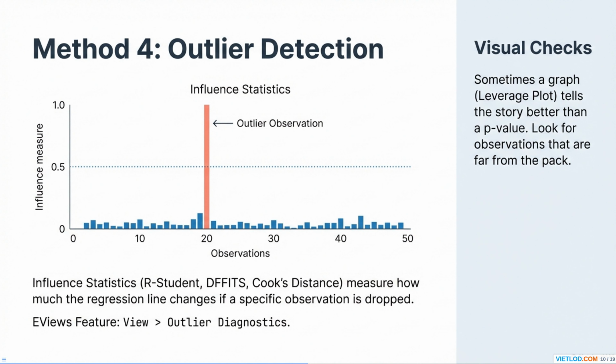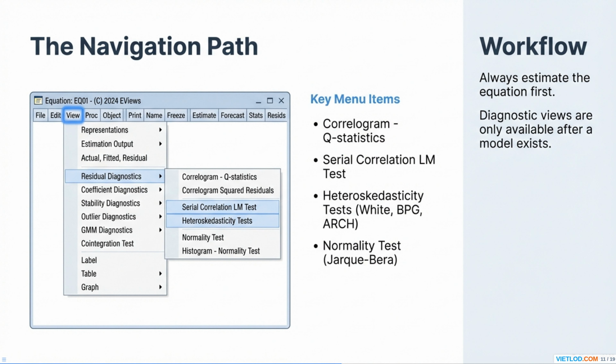As you can see, one particular observation around point 20 stands out significantly, indicating a very high influence on the model, far from the rest of the data points. This highlights a potential outlier that needs further investigation. In EViews, you can easily access these tools by going to the View menu and selecting Outlier Diagnostics from your estimated equation.